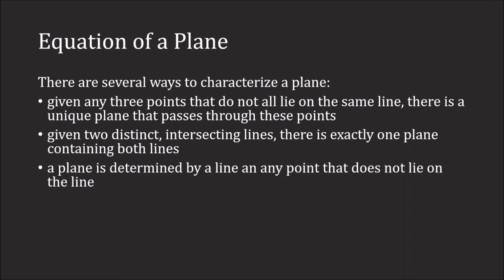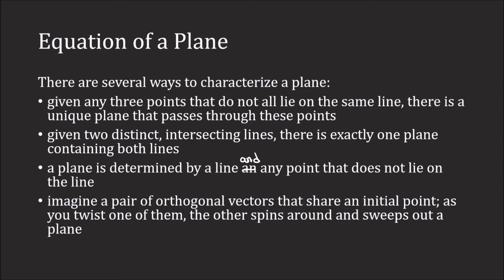A plane is determined by a line and any point that does not lie on the line. And finally, imagine a pair of orthogonal vectors that share an initial point. As you twist one of the orthogonal vectors, the other spins around and sweeps out a plane.